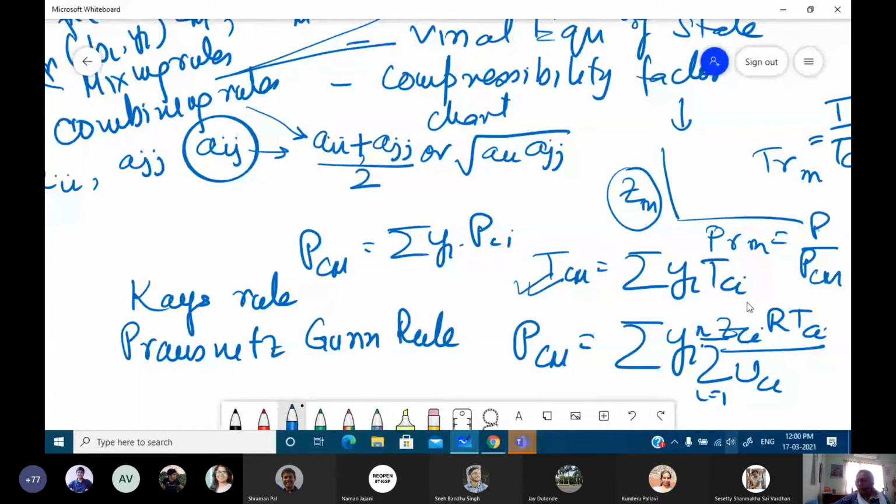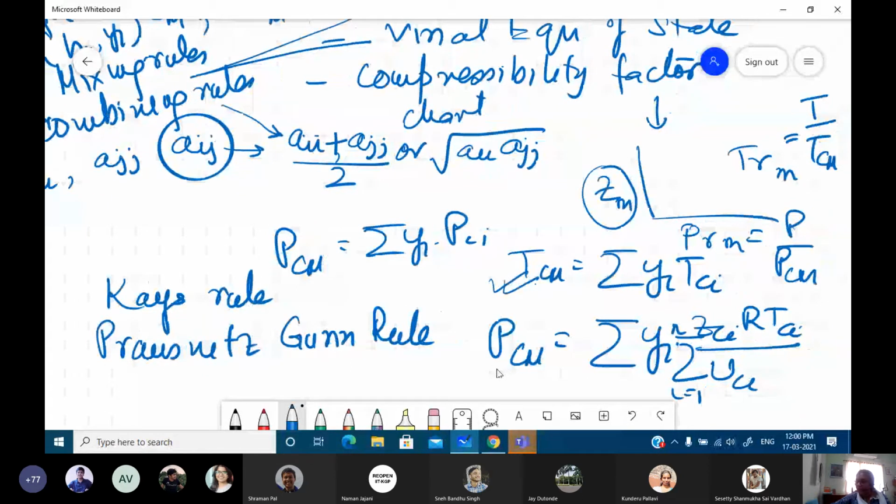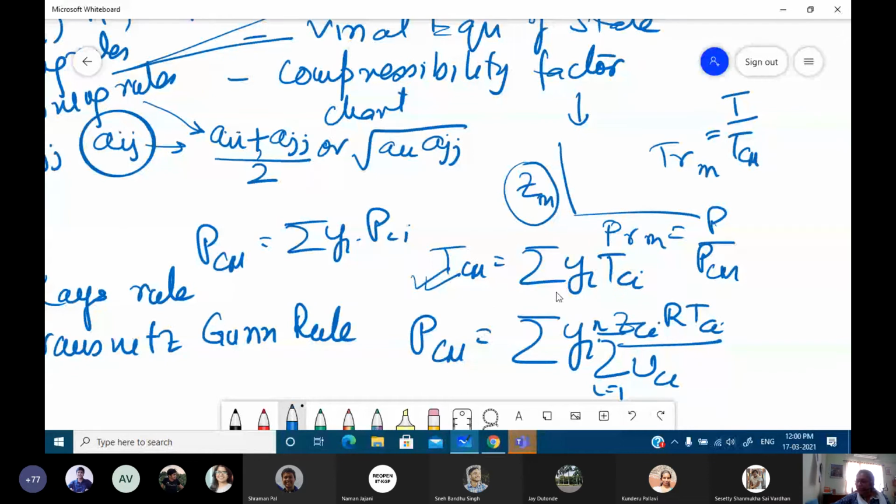So therefore, what you have to do, you have to find out PCM using this, find out PRM as P by PCM, find out TCM using this, find out TRM as T by TCM, then find out ZM, and then also you can find out the rules. So this was for the gas cases.